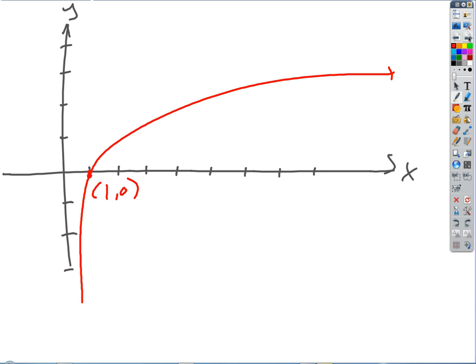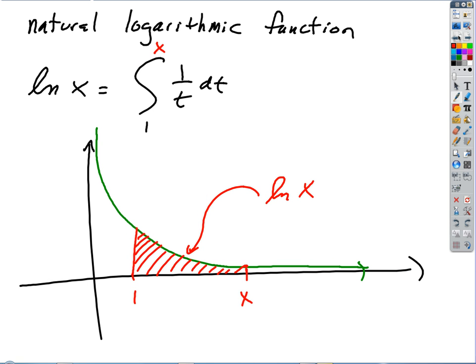Okay, this is an actual graph of the log function, right? So for example, the log of 1 should be 0. Let's just make sure that makes sense. Well, that does make sense, doesn't it? Because if I'm adding up the area under the green curve from 1 to 1, it's got no width, and so the area would be 0, right?